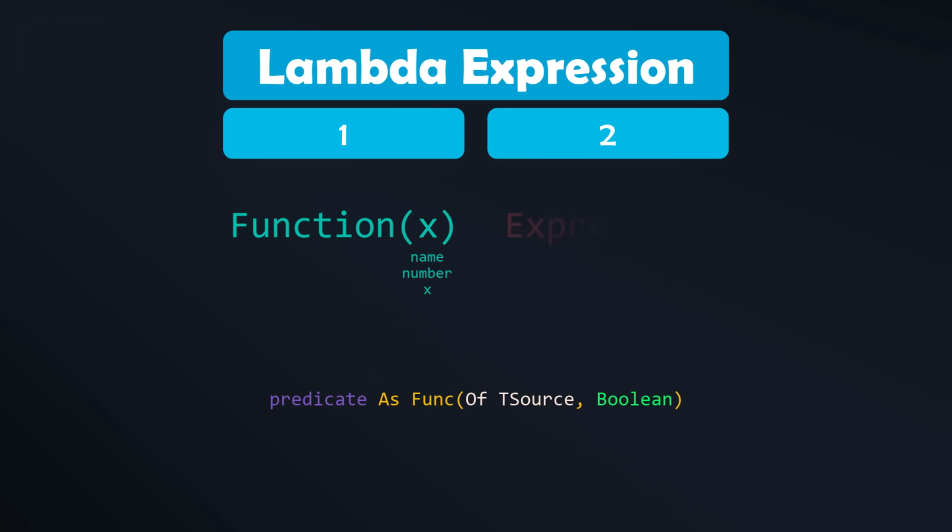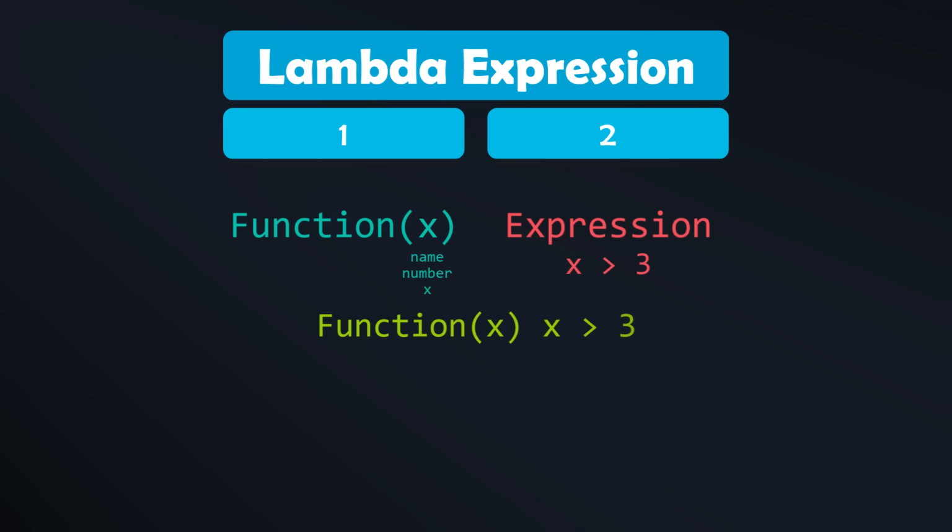The second part is the expression. Here we have to set an expression using the input parameters. For example, here we have only one parameter x. Using x we can write an expression. We have the word predicate, which means that we have to write an expression that returns either true or false. It means, using x I can write an expression that returns true or false. For example, this expression. This is how to write a lambda expression.